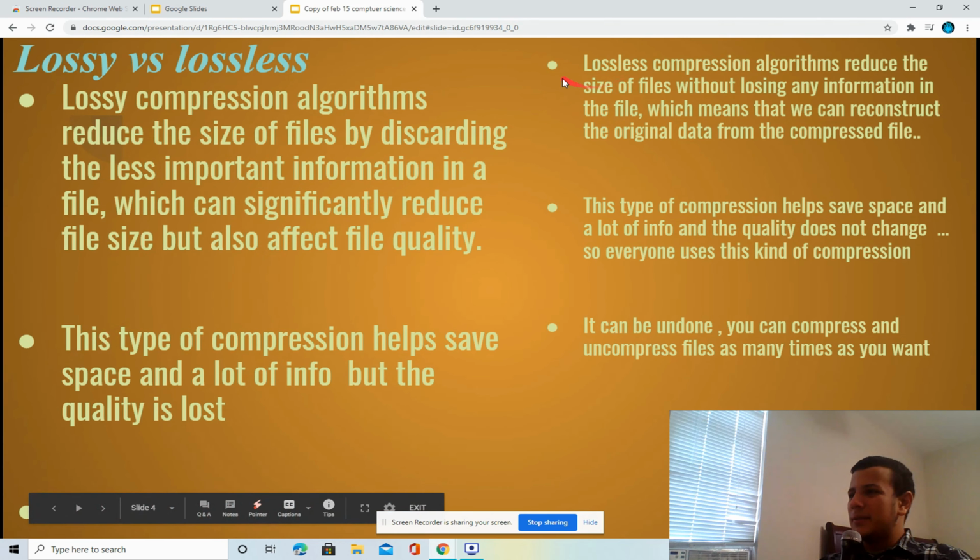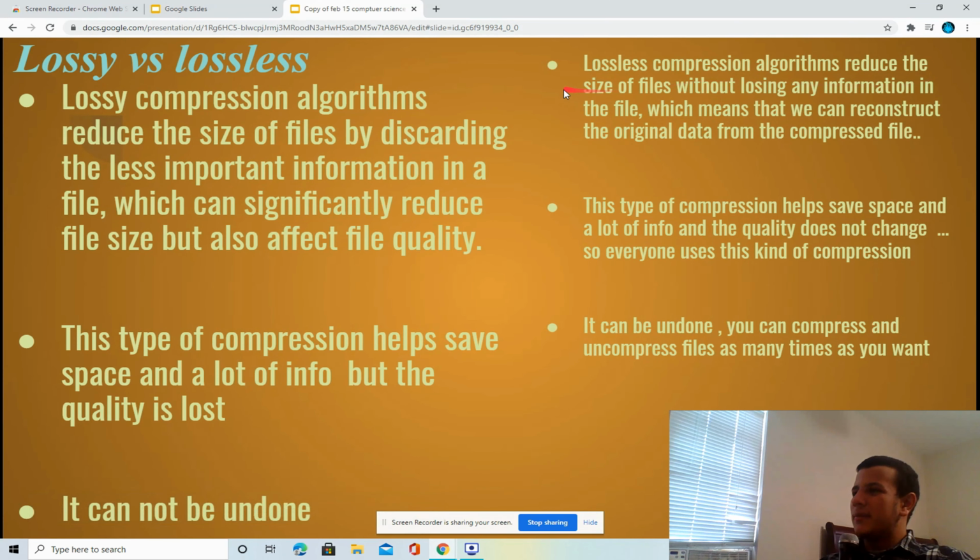Now we go back to lossless compression. Lossless compression algorithms reduce the size of files without losing any information in the file, which means that we can reconstruct the original data from the compressed file. This kind of compression algorithm saves space, and the quality doesn't change, but it doesn't save as much, because you don't lose any information. So everyone uses this kind of compression; lossless is the preferred compression type.